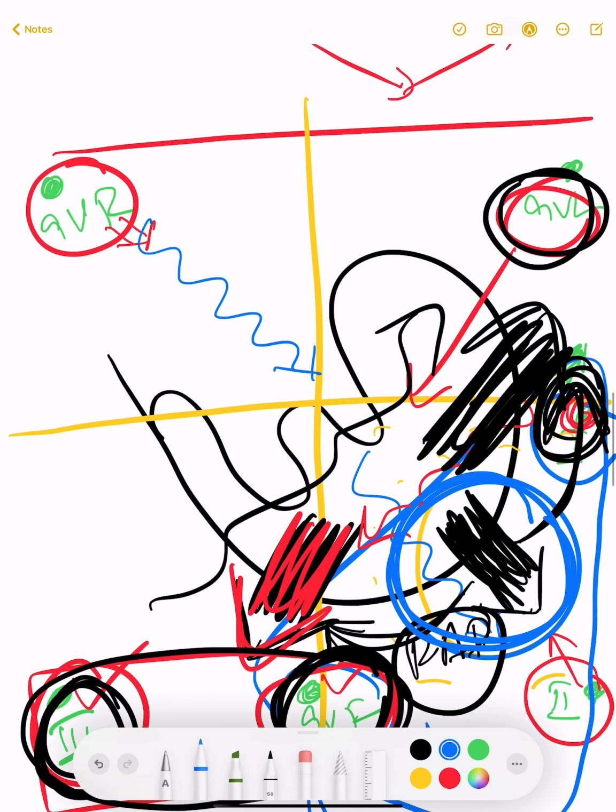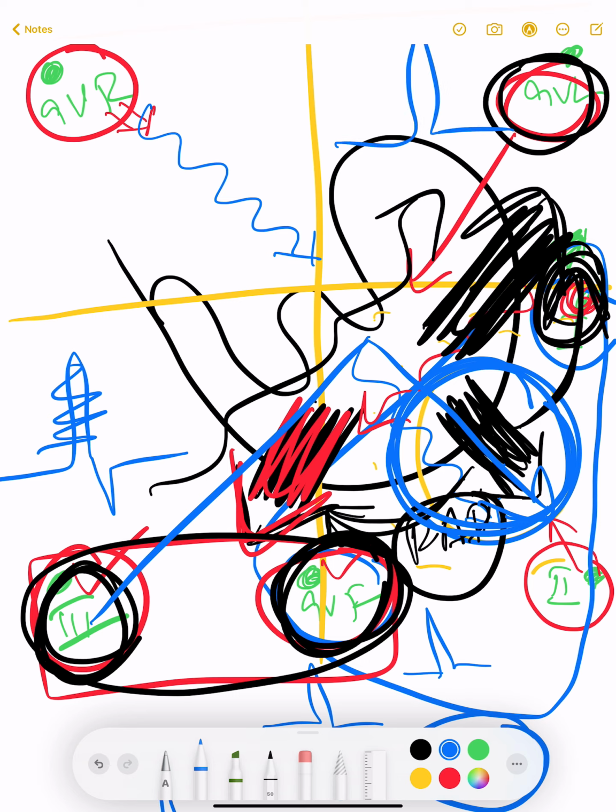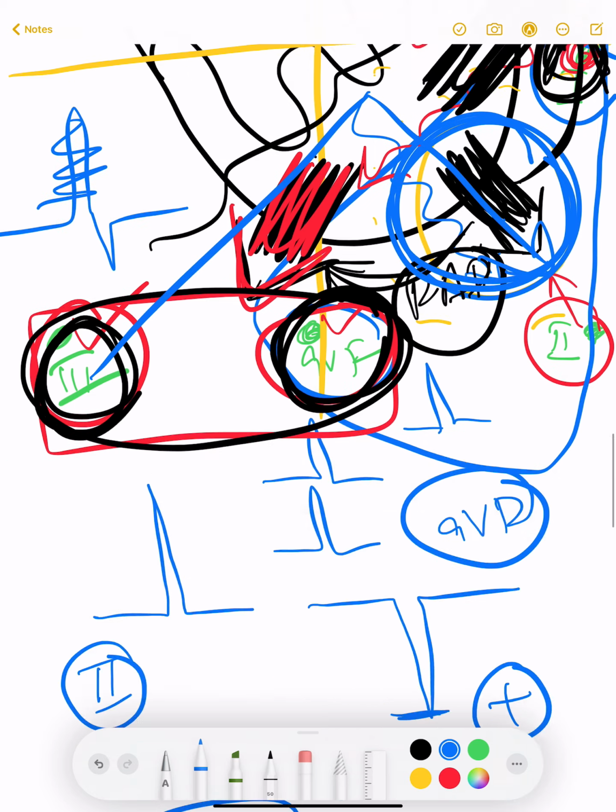In normal axis, actually what happened, because lead 3 is almost at the right angle, mostly it is positive, but it can be a little bit negative as well. Similarly, AVF, mostly it is positive, but it can be a little bit negative. So this is how we determine right and left axis deviation.